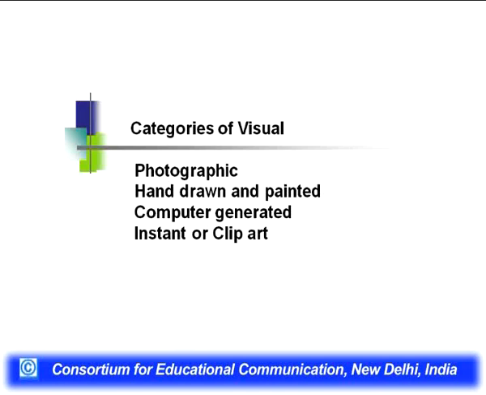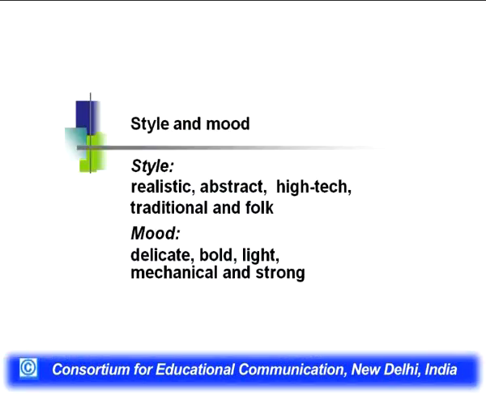Images as a whole have a style, and they can also create a mood for the image or the communication message. It can be realistic, abstract, high-tech, traditional, folk art, and so on. And the mood can be delicate, bold, light, mechanical or strong.